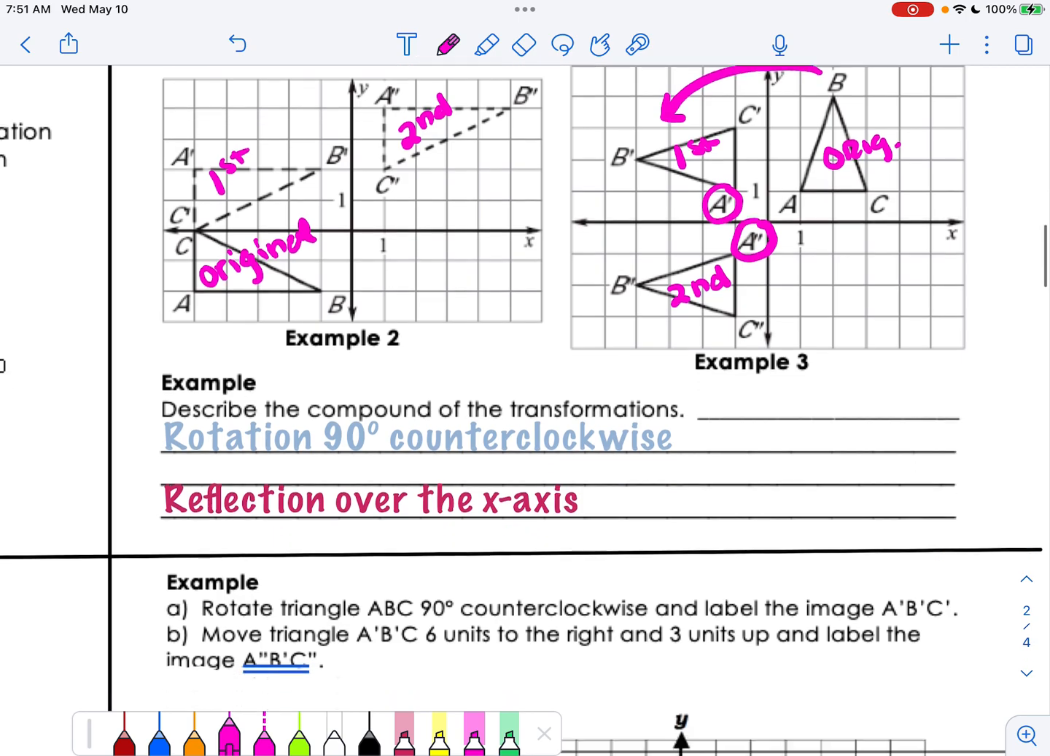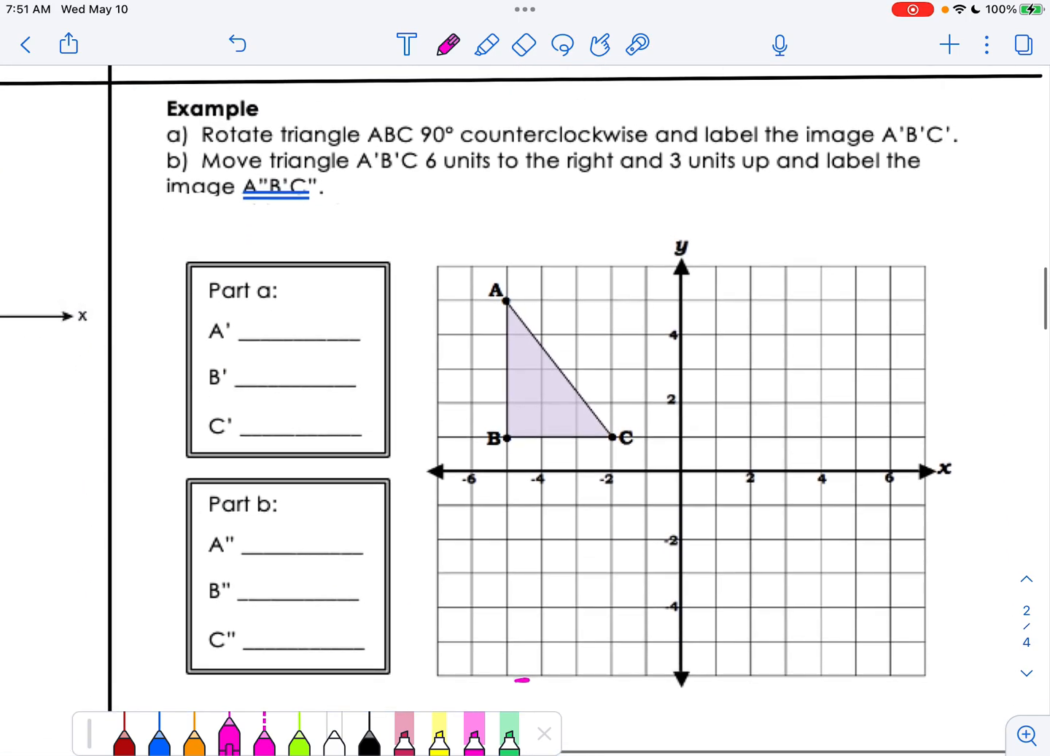Last one, I'm going to work this one out together for you. We want to take that triangle, and this time we're going to draw it. We want to rotate that triangle 90 degrees counterclockwise. I'm just going to write the rule up here. This takes (x, y) and flips them around, and the new first number becomes negative. So (x, y) becomes (-y, x).